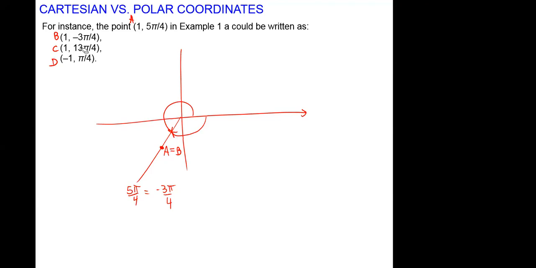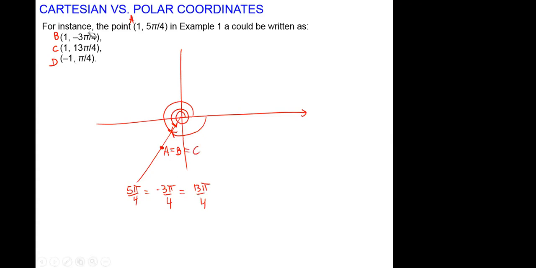Now 13 pi over 4. Let's count by 2. 13, and it's positive, so I will go counterclockwise. 1, 2, 3, 4, 5, 6, 7, 8, 9, 10, 11, 12, 13. I went once and twice. That's 13 times 45, and the distance is 1, the same point.